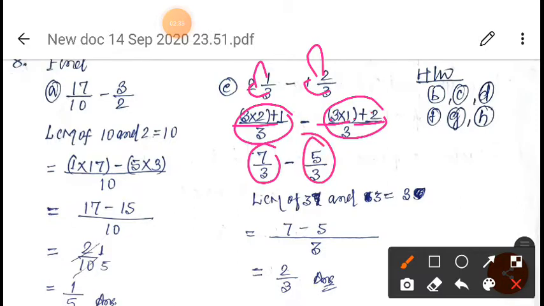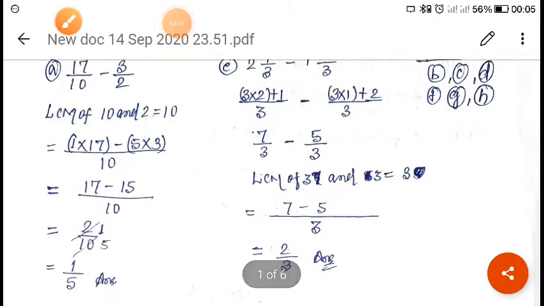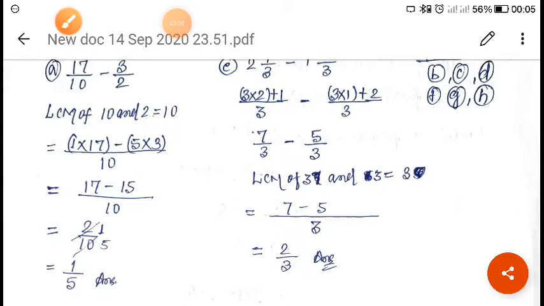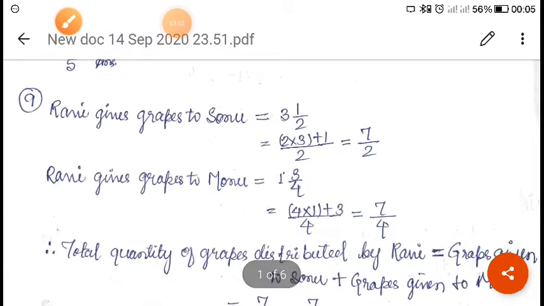I hope you are understanding this, right? Since now you can see the denominator is the same, 3 and 3 both are the same. We could find the LCM anyway, and it will be 3 only, because the denominators are the same. So we write 3 as the denominator here. Since the denominator is the same, no need to do anything, you just have to write 7 minus 5, and you will get 2 by 3 here, right? I hope you have understood this.